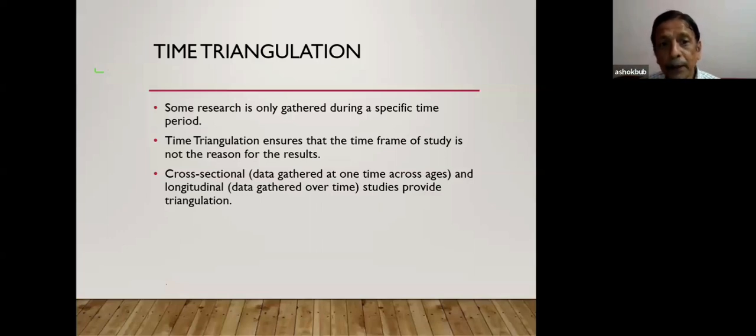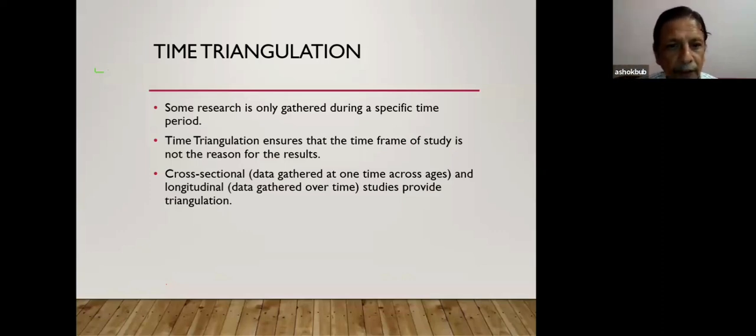So this is where you find some research is only gathered during a specific time period, and time triangulation ensures that the time frame of the study is not the reason for the result. Okay, look at this particular component. Time triangulation ensures that the time frame of the study is not the reason for the result. So it's not that only because of this particular time, the result has been obtained. It has nothing to do with the time factor. So what is common there has to be identified. So time triangulation refers to that.